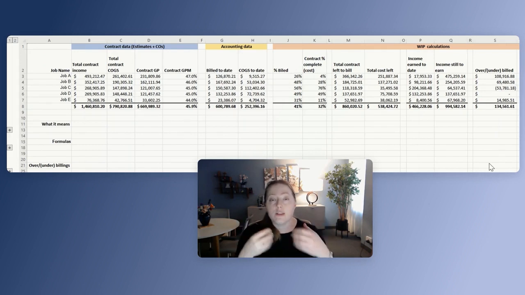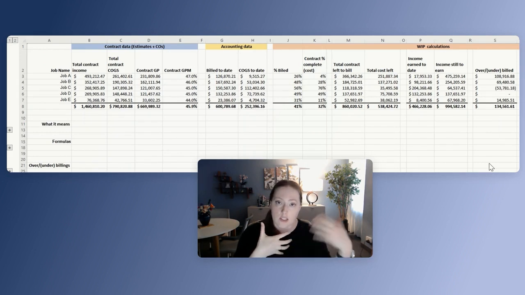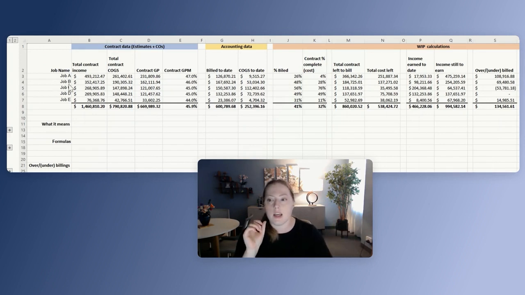Now let's take a look at what over and under billing means and why you should care about it. Over and under billing essentially means whether you are using your own money to fund that particular contract or you're using your customer's money. And let's just jump into the example right here.